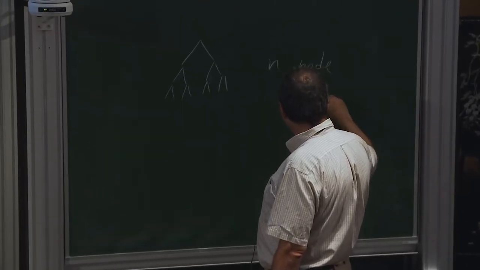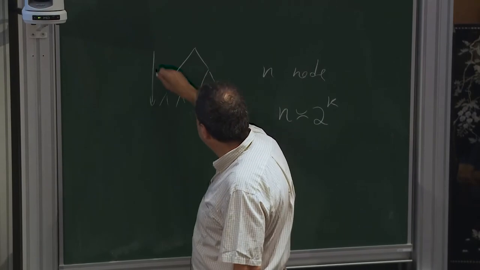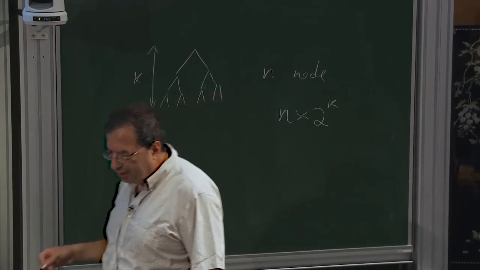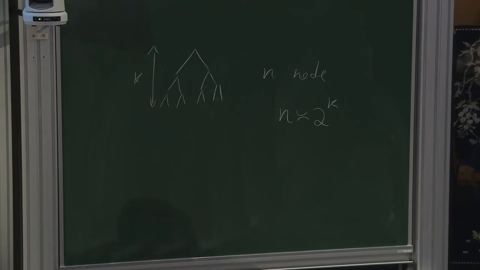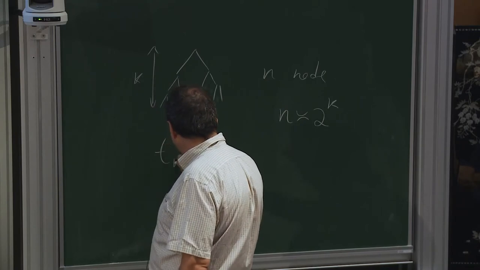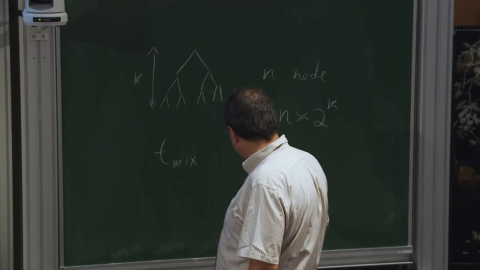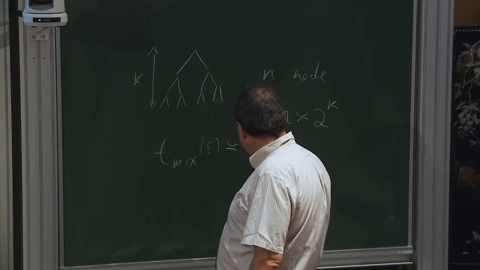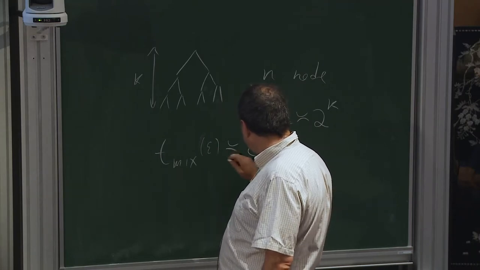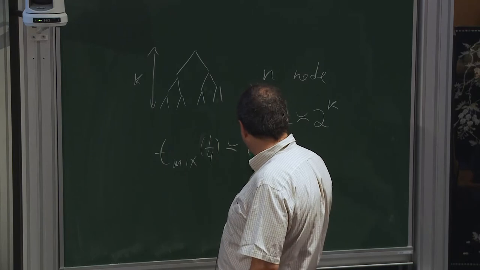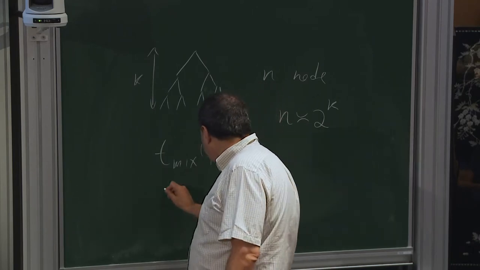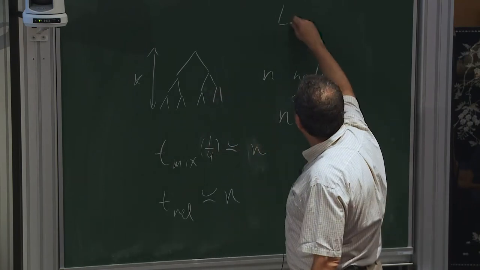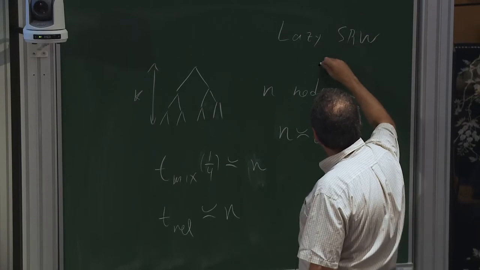So n is about 2 to the k, where k is this depth, and it's twice that minus 1. And the question is to show there's no cutoff. One way to show there's no cutoff is to show that t-mix of epsilon behaves like some constant that depends on epsilon times n, but let's not worry about that. So t-mix of a quarter, show that that is equivalent to n, and show that the relaxation time is also equivalent to n. And this is, again, lazy simple random walk on this tree.